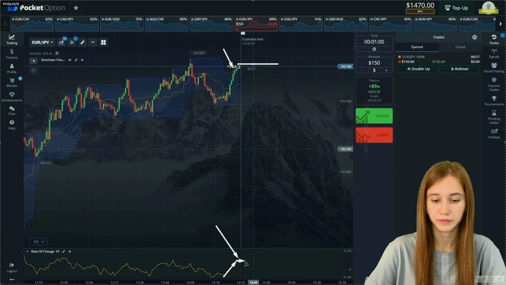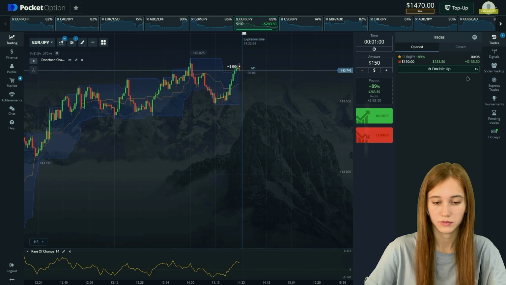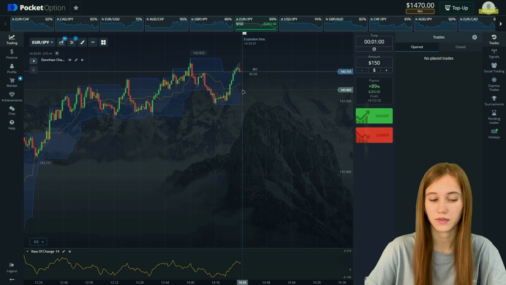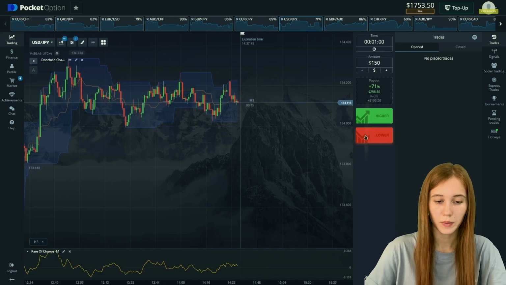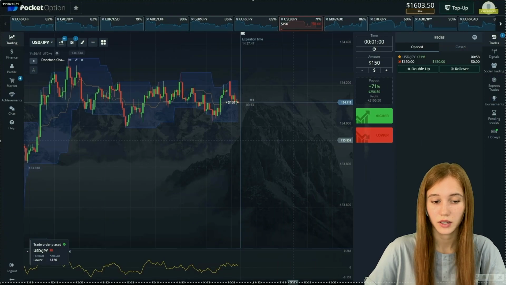Let's see. Less than 10 seconds left. Plus deal, profit is $133. Good. So now we have moved to the next pair where we open down.